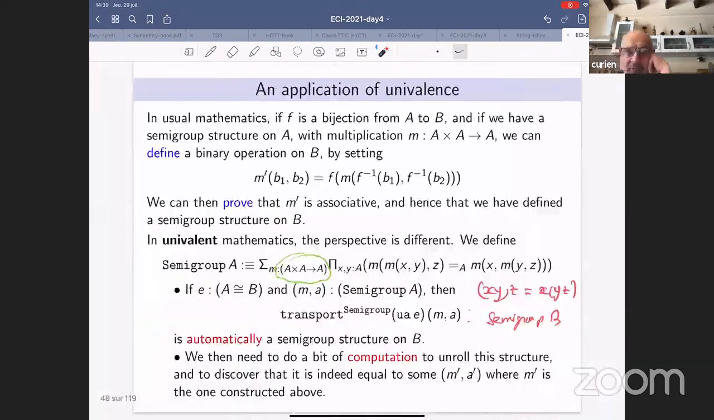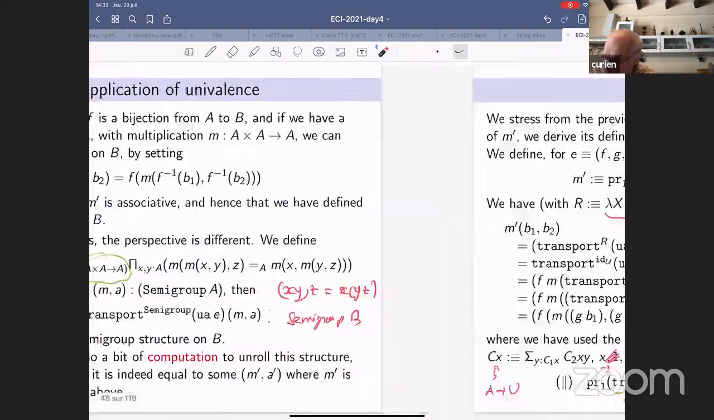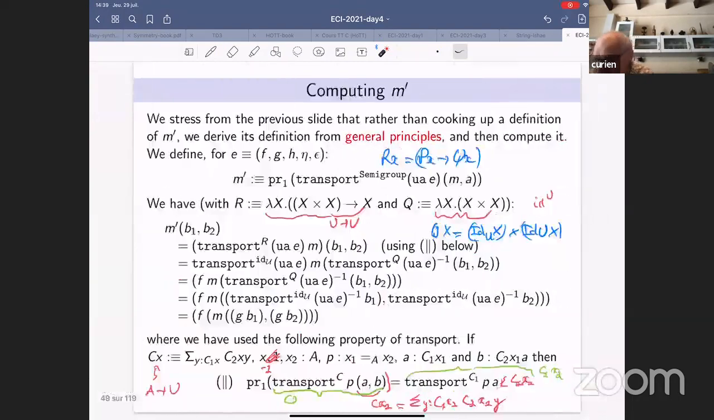So I hope this gives you a perspective. We spent a lot of work to justify this equation, but we spent no time in making sure that we had the semigroup structure on B. I leave it to you as a philosophical comment. What is more important, to know that you have a semigroup structure, or to know actually how it looks like? And then if you want to know how it looks like, you have to work.